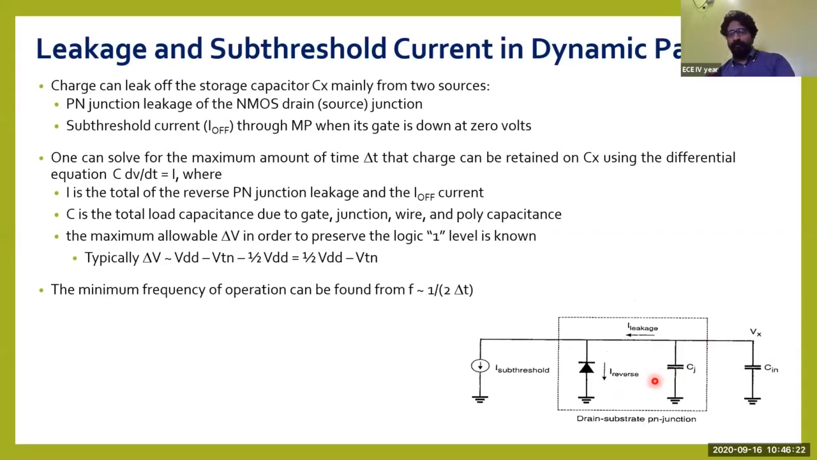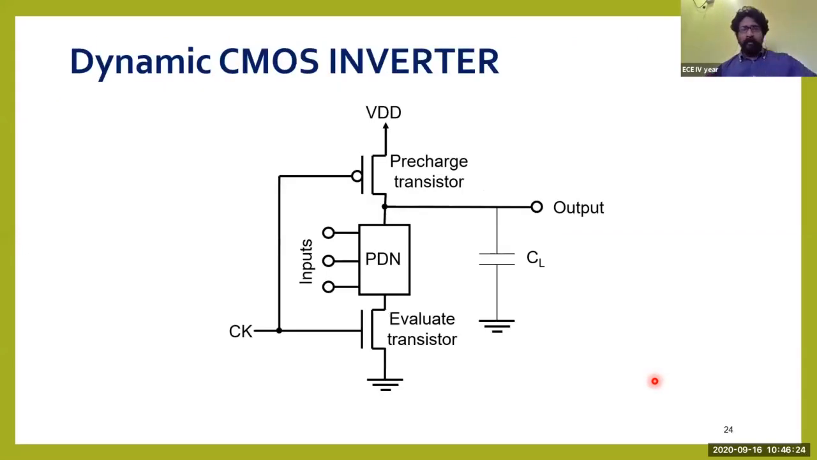And this is the diagram for the dynamic CMOS inverter, where you'll have a pre-charge transistor and an evaluate transistor. Inside this one, you'll have one N transistor which will act as a CMOS inverter.